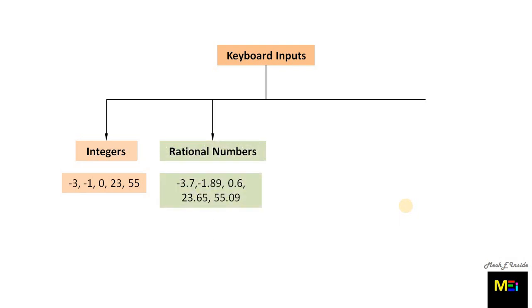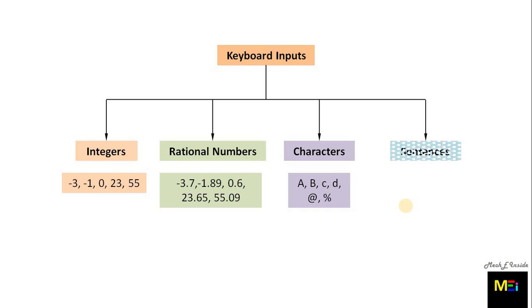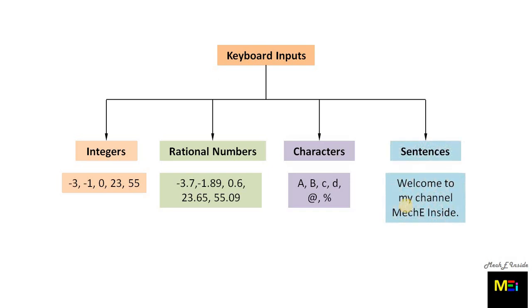Then we get input of rational numbers, that are decimal numbers, you can also say that. Then we have characters: A, B, C, D, %, any of the characters. Then we have sentences like "welcome to my channel mecheinside" and anything else like your name, which contains a group of characters. Those are the sentences or words which can be inputted by the user.